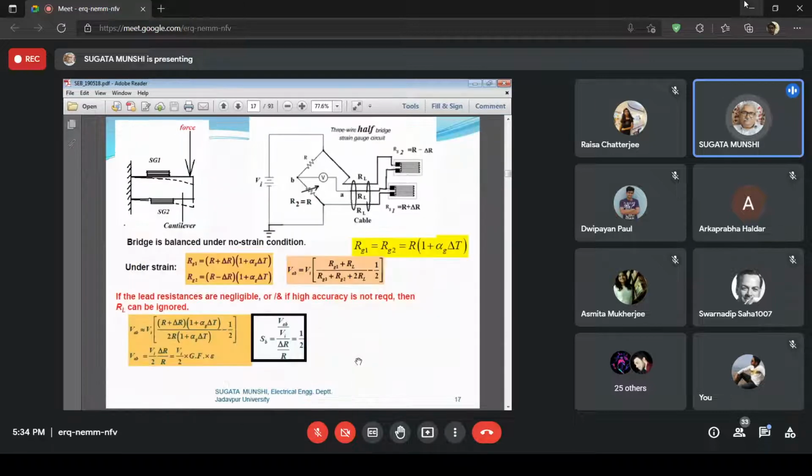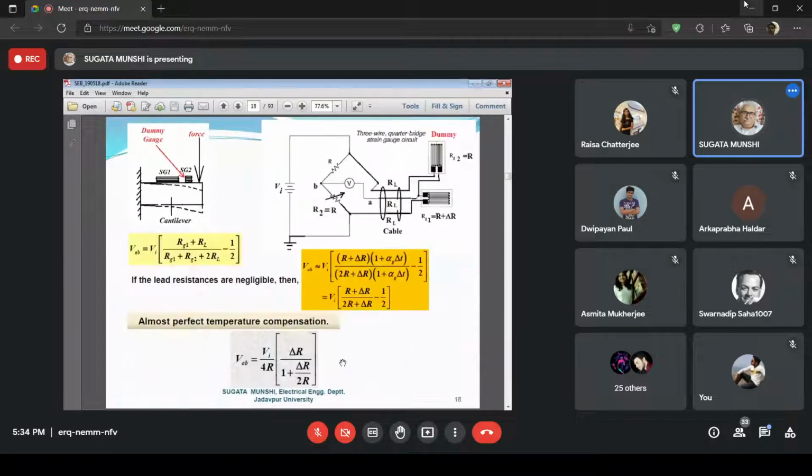VAB and delta R by R. Here, the nonlinearity also was removed. All these were done assuming the lead resistances to have negligible value. So now consider the thing. In all these three cases we have considered, lead resistances crept into the bridge arms.